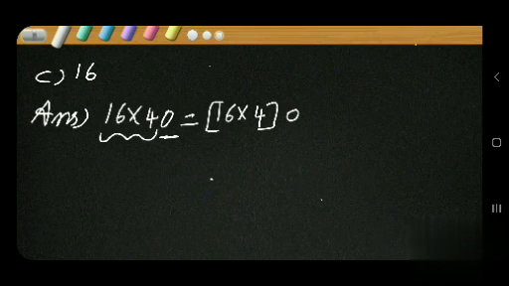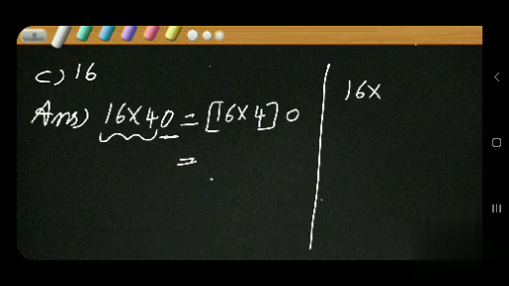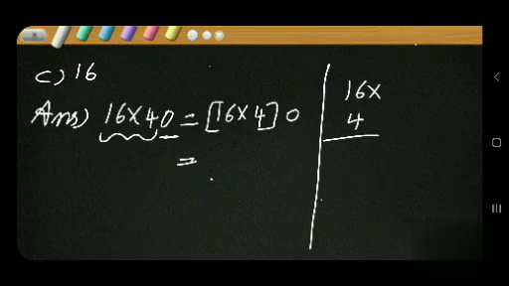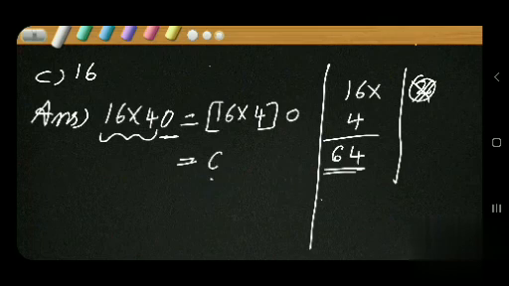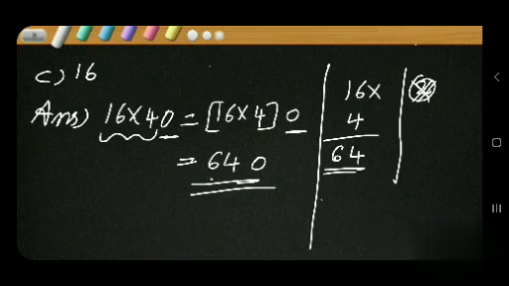First find out 16 into 4 in the working column. 6 4s are 24. 4 here, balance 2 in the working column. 1 4s are 4, 4 plus 2 is 6. So, what is the answer? 64. And with 64, we have to put how many zeros? One zero. So, our final answer is 640.